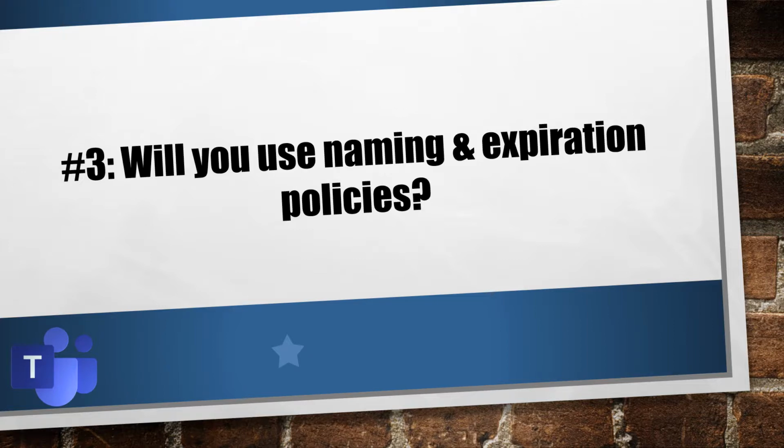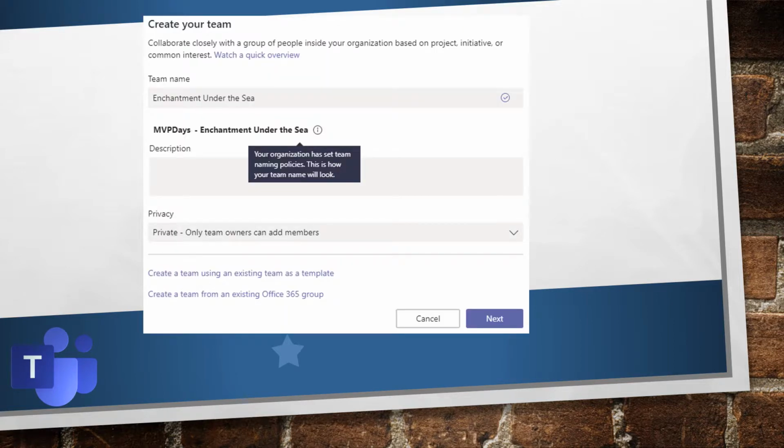As an example, let's say that you want to prefix all of your teams with MVPDays and then a space dash space. You can see in this example that I'm creating the Enchantment Under the Sea team. And if there are any Back to the Future fans here, you're going to get that reference, which I love, those movies. Anyway, you're going to see that the prefix of my team is going to have that fixed string that I talked about, MVPDays space dash space, and then the team name. So that allows the user that's creating the team to see what the team name is actually going to be.